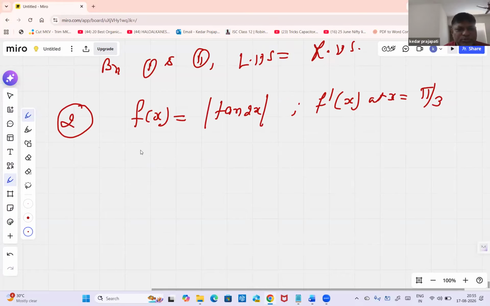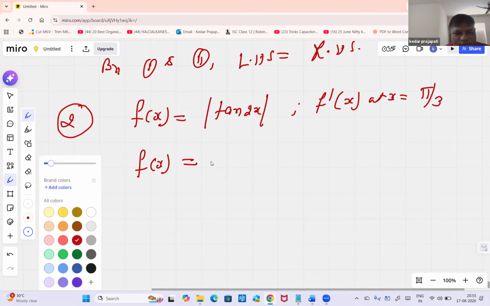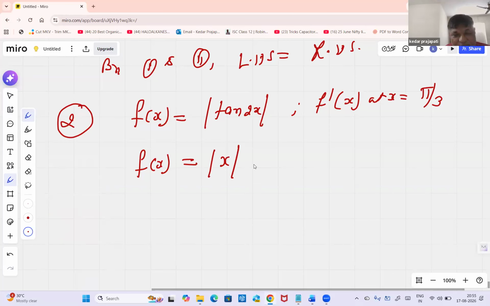See, we should not be worried about any mod, right? Treat it like x only. How will it be defined? Just in place of the whole tan 2x, I'm writing x only, right? So this will be minus x when x is less than 0. This will be plus x when x is greater than 0, right?